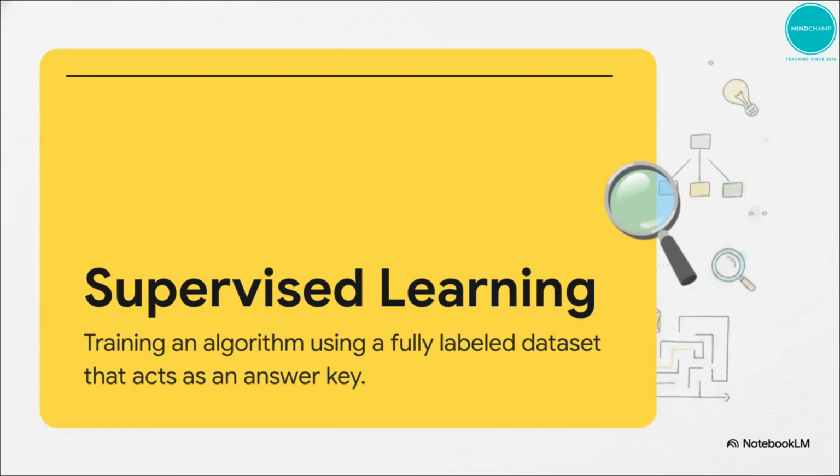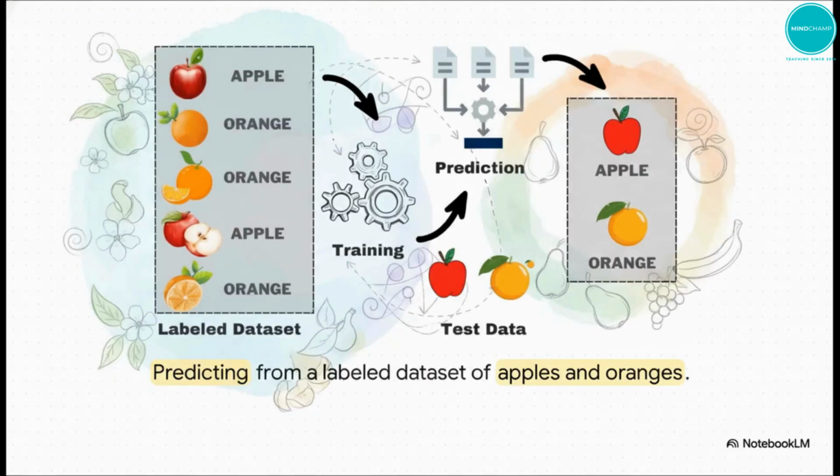The system is essentially learning to map an input space, say the pixels in a photograph, to a desired output space, like a text label, using direct human demonstrations. Now, what's really interesting here is how that labeled training data acts as our ground truth. We start with a labeled dataset of apples and oranges. A human has already gone in and established the rules, saying, hey, this red thing is an apple, and this round orange thing is an orange.